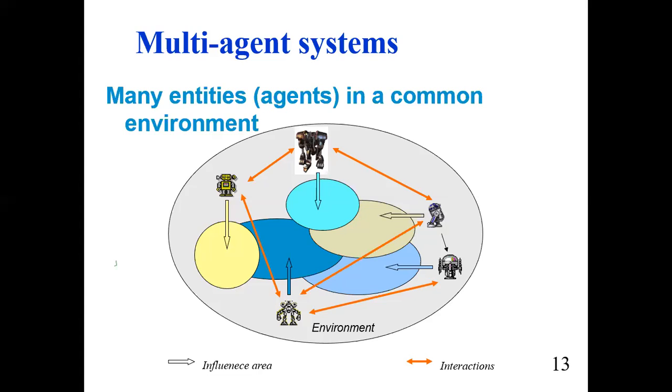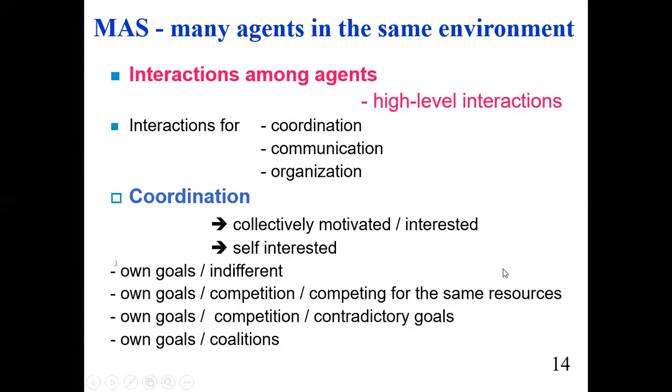It means that we have many agents. They can be the same type or different types, but they are communicating with each other, either negotiating or interacting with each other. So that is a multi-agent system: many agents in the same environment, with interactions. Interaction among agents we call high level interactions. So the interaction can be either coordination or communication or organization.